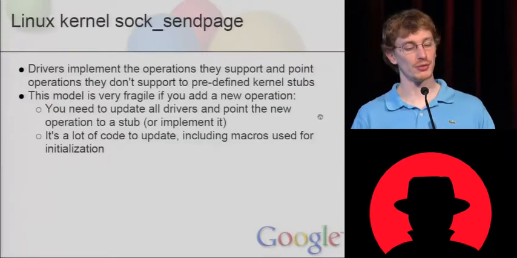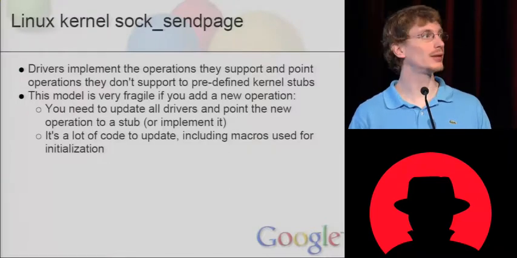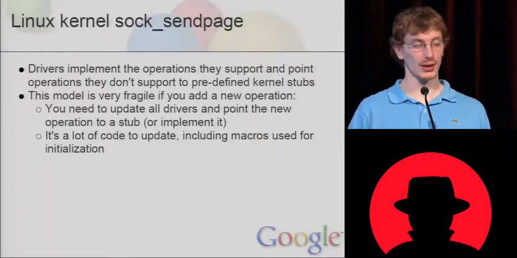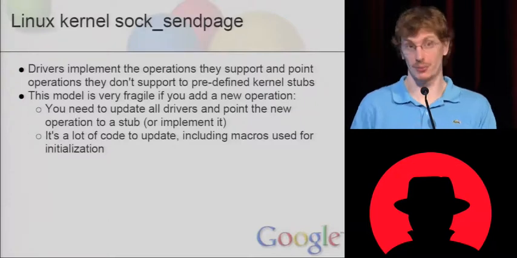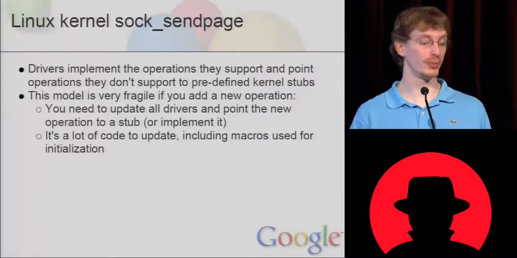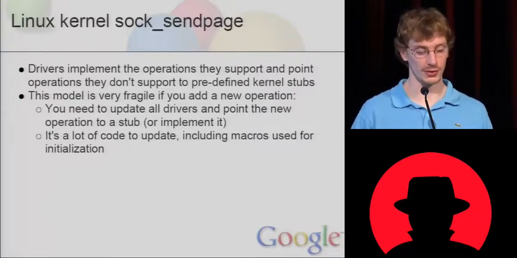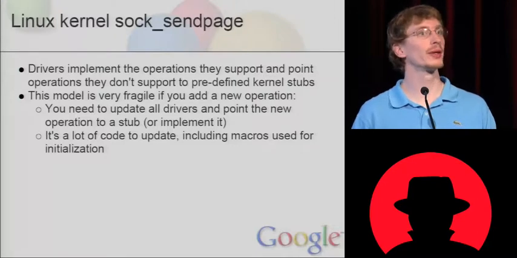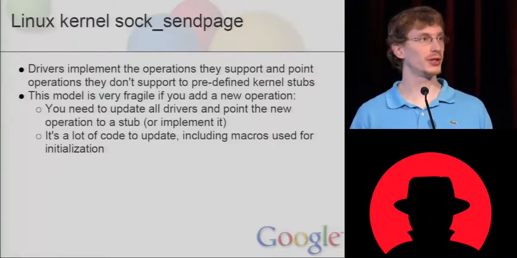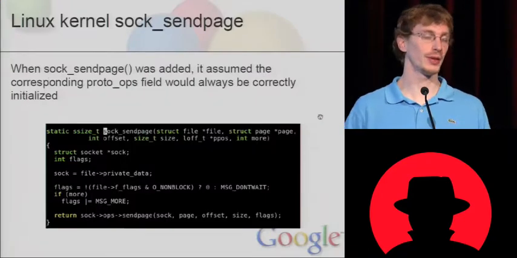This model is really fragile if you think about it, because any time you add a new operation on sockets, what do you need to do? You need to update all drivers and point the new operation to a stub or implement it. And it's actually a lot of code to update because it means all drivers, right? And on Linux, it's a lot of drivers. Also, since macros are used for initializations, you also need to update all those macros. So, of course, it went wrong.